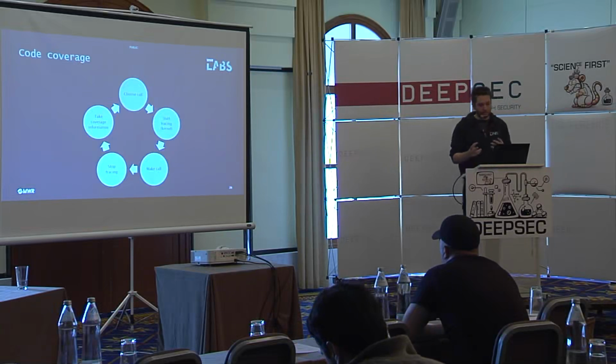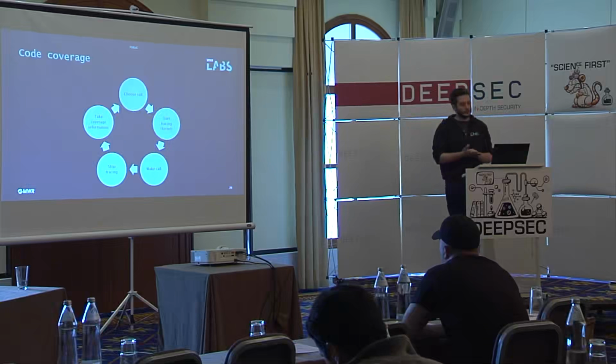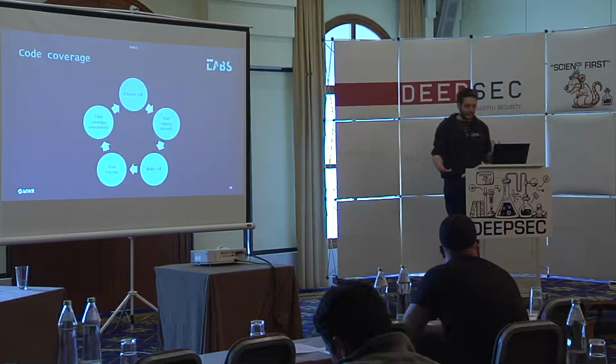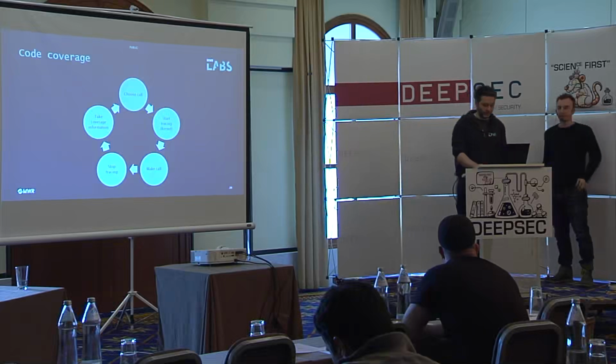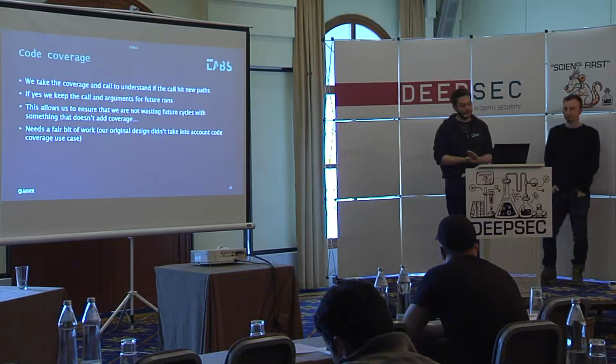So this is what our new run looks like. We'll choose a call, whether that's a library call or a syscall or whatever, and then we'll start tracing in the kernel. We'll make the call, stop the tracing, because tracing is quite slow, so we don't want to leave it running all the time, and then we take the coverage information. At the moment, that works, but unfortunately, we're not doing a huge amount with that coverage information.